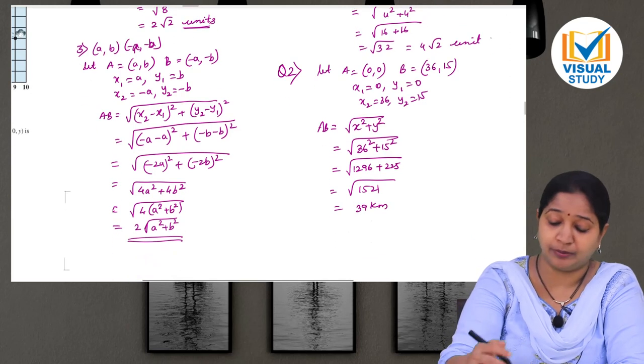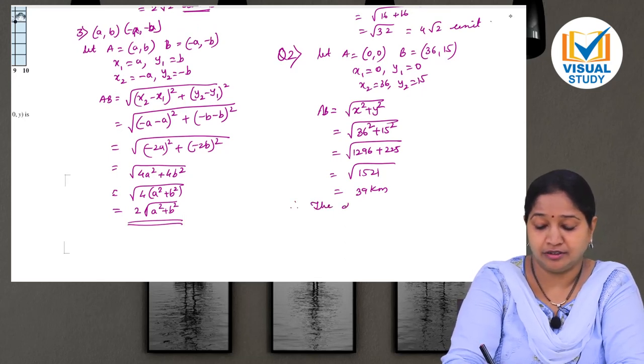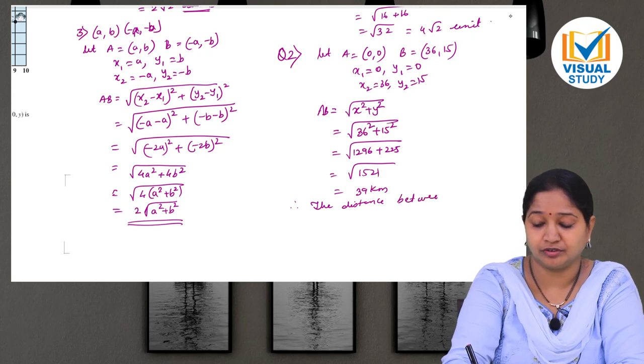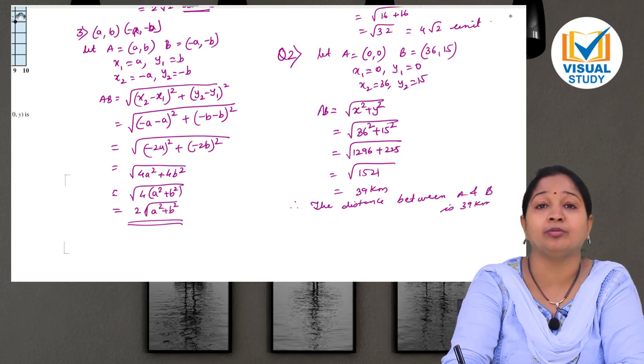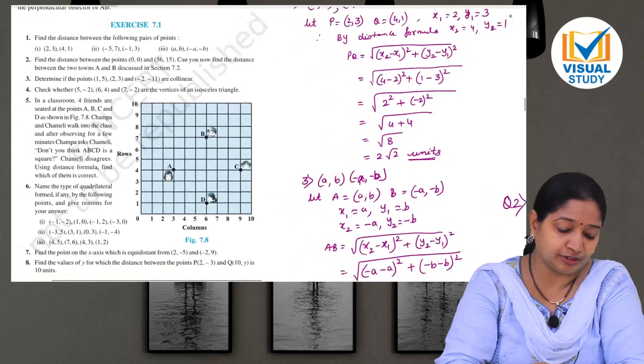Therefore, the distance between A and B is 39 kilometers. Okay? Now, what is your next question?